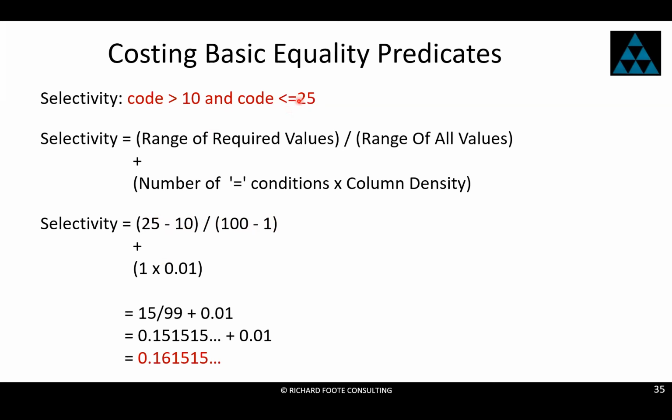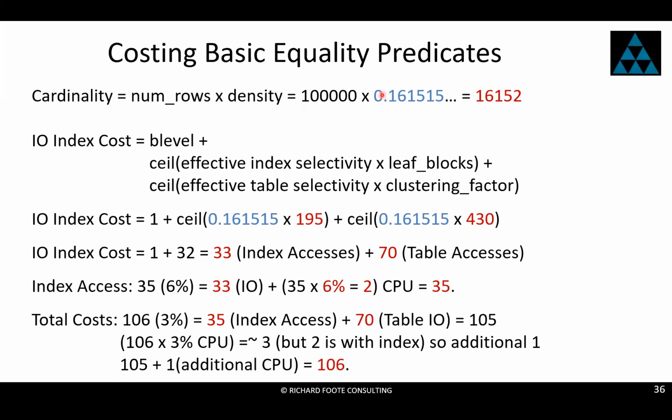But because we've got an equality predicate on one side of the condition, because we say we want equal to 25, we also add the selectivity of one value for each equal sign that we've got. The selectivity of this, because we've got 100 distinct values, is 0.01. So the total is 0.15 recurring, which is 15 divided by 99, plus the 0.01 for the equal sign, which gives us a selectivity of 0.1615 recurring. When we multiply that by the 100,000 rows, that's where this number of rows is coming from. And it's in the right ballpark. And if that's in the right ballpark, that means when we use it inside our formula, it's this percentage of leaf blocks, it's this percentage of the clustering factor. We're confident that the cost will also be roughly in the same ballpark.